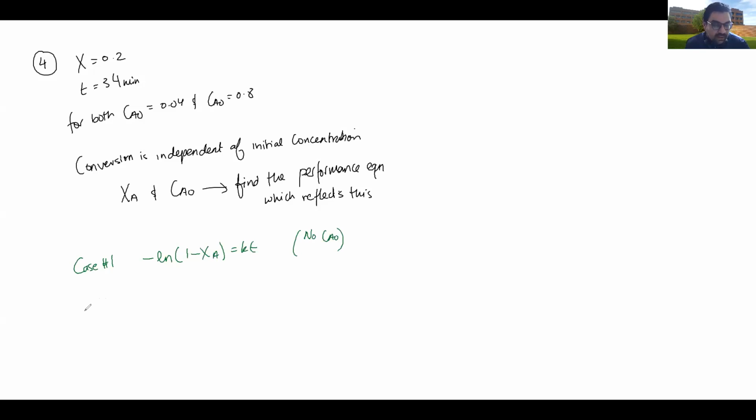If you look at case number 2, you'll find ln((M minus XA) divided by (M times (1 minus XA))) is equal to k CA naught to the power (M minus 1) times t. CA naught is right here, so X will depend on CA naught. If you look at the rest of them, you'll find that X will always be a function of CA naught.